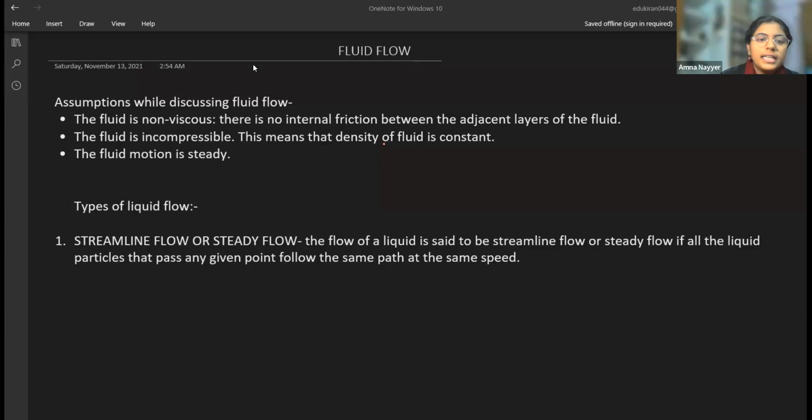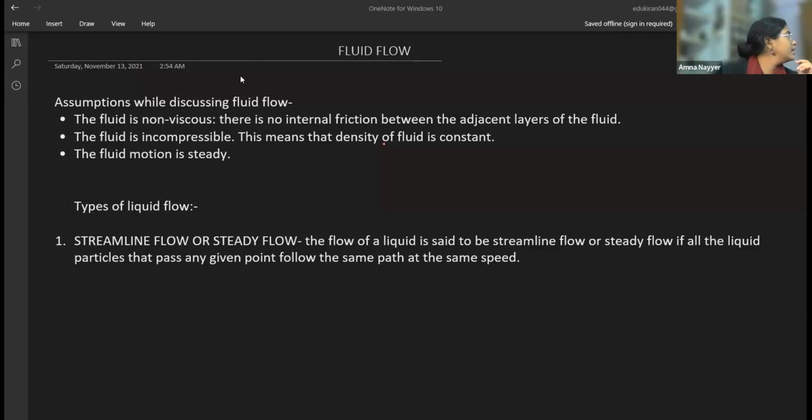Secondly, the fluid is incompressible. Incompressible means the density of the fluid is constant. Volume, mass, density, nothing is changing. Volume is fixed. Mass is fixed. So the density of the fluid is fixed. And the fluid motion is steady. When I say the fluid motion is steady, this means that we'll see.